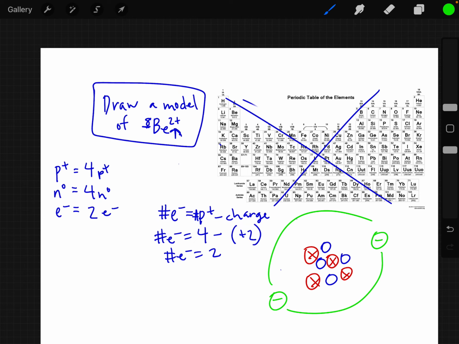Okay, so look at the periodic table to figure out how many protons there are, because if you know the name of the element, you know how many protons there are. Then look at your mass number, subtract your protons from that to get your neutrons. And then finally, your electrons are going to be the number of protons minus the charge.